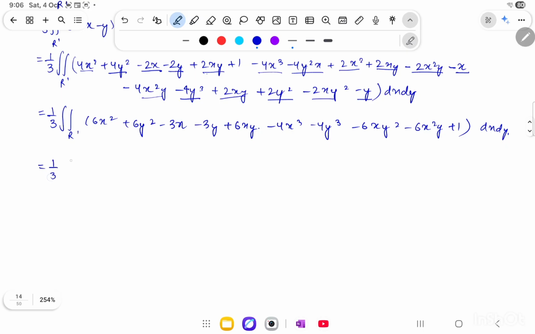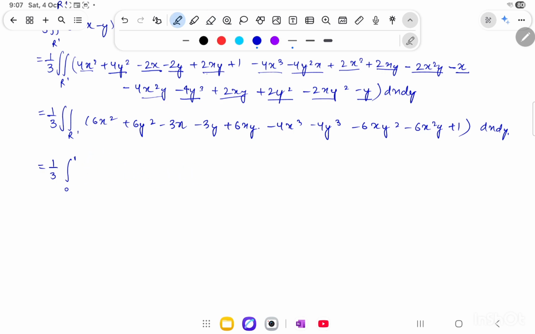it will be equal to 1 by 3, where x varies from 0 to 1 and y varies from 0 to 1 minus x. So that simplifies to, if we club in just terms with x as variable, 6x squared minus 3x minus 4x cubed, or rather than doing this we can just do it directly, right?